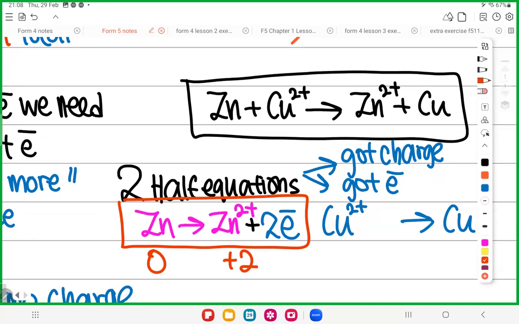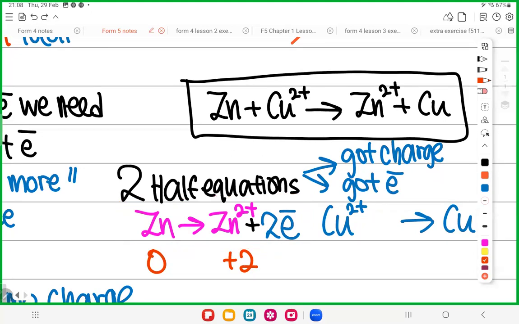Guys, did I ask you to memorize half equations? I didn't, right? I am teaching you step by step how to get the half equation. I don't want you to memorize half equations. No point to do that.